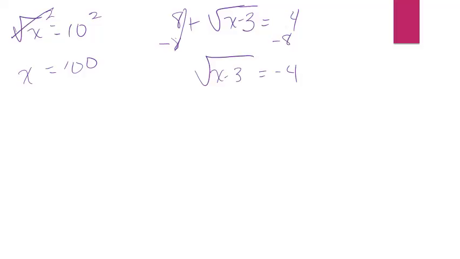So now the square root of x minus 3 equals negative 4. In order to get rid of our radical, we have to square it, which cancels it out. Now we have x minus 3 equals negative 4 times negative 4, which equals positive 16. Now we can go ahead and isolate our variable. We go plus 3, x equals 19.